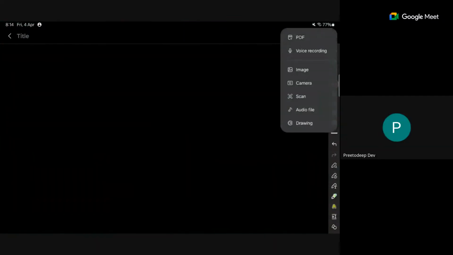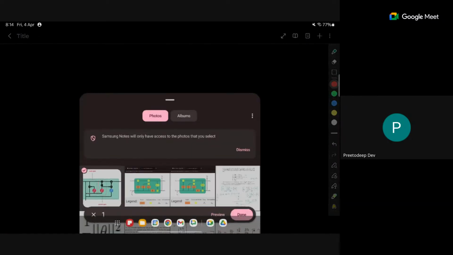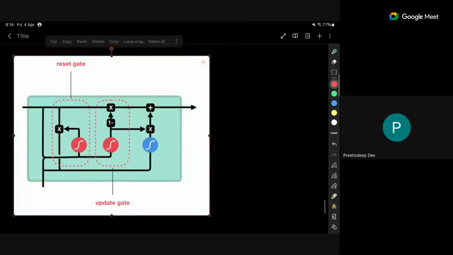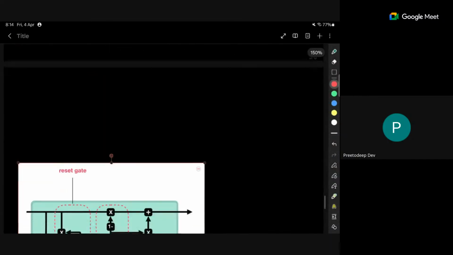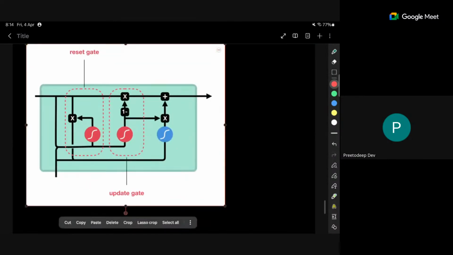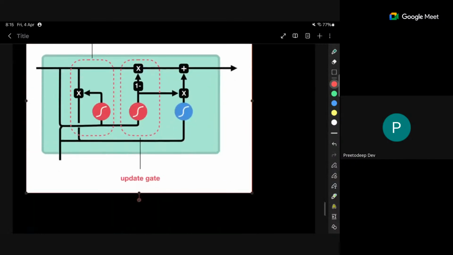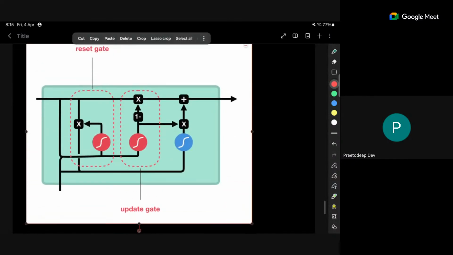Is publication not working? No, it is working. Okay, so now we'll see what is with GRU. Same thing, you just have to know the architecture. If I give you the architecture, I think you will be able to figure it out.